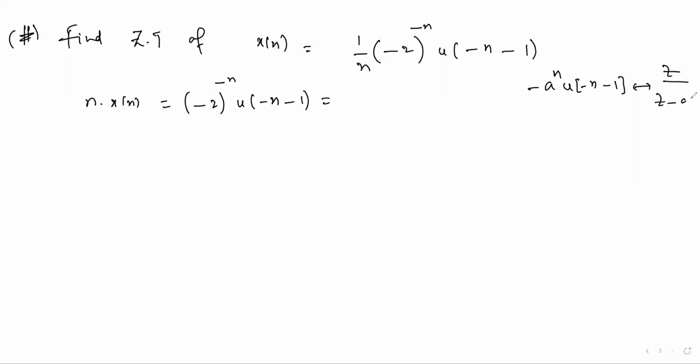z upon z minus a. Here we need a value to the power of n. So here minus n is there. So I can write this one as minus 1 by 2 whole to the power of plus n, u of minus n minus 1. Then I will apply Z transform both sides. And among the Z transform properties, we have differentiation in the Z domain. What is this? The Z transform of n into x of n is minus z into d by dz of x of z.